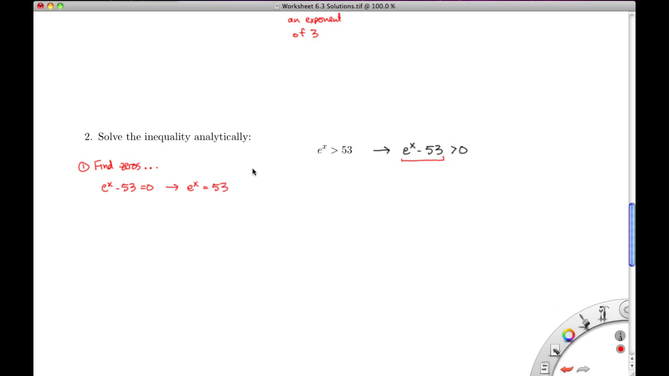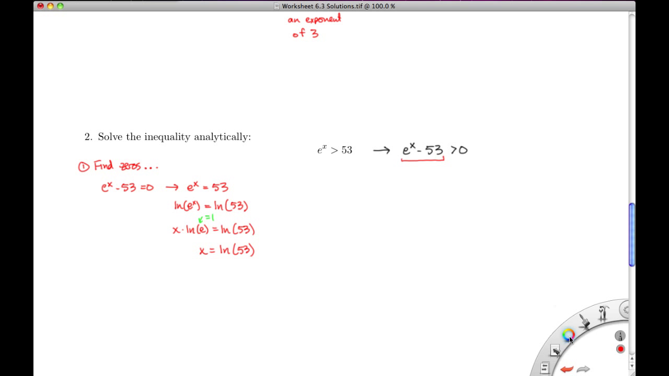We do that by taking the ln of both sides. So we take the ln of e to the x, and the ln of 53. We could skip this step, but I'm going to show it to you anyway. We'd move the x out front. We'd have x times the ln of e is equal to the ln of 53, and we know that the ln of e is just equal to 1. So we're left with x is equal to the ln of 53. This is the 0 that we were asked to find in this first step.